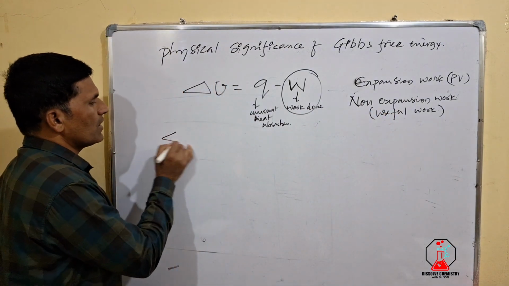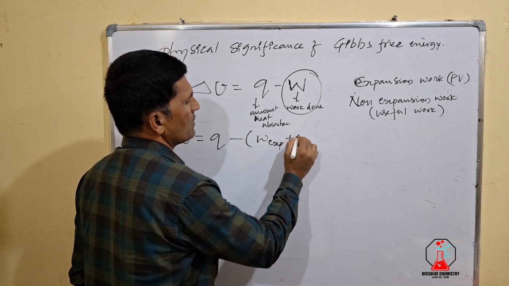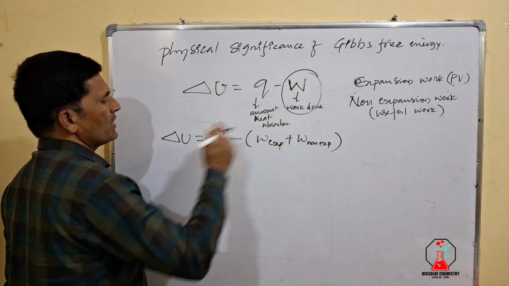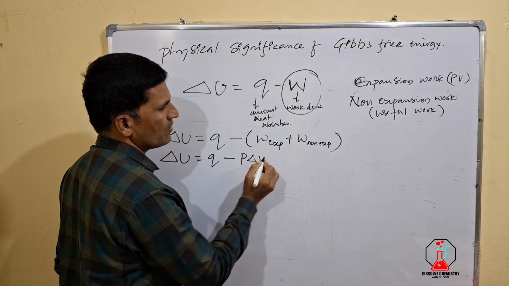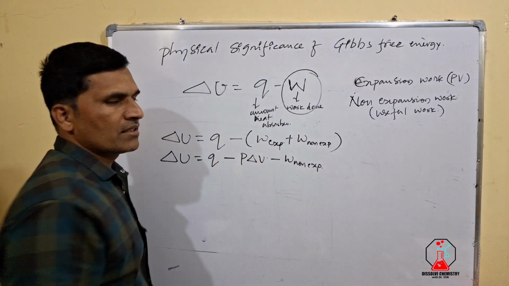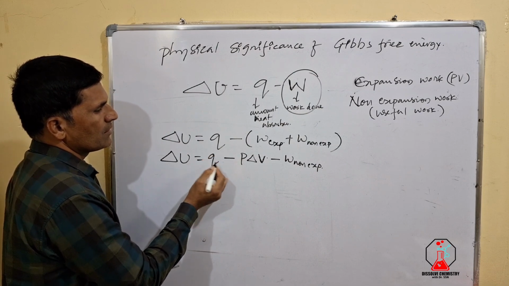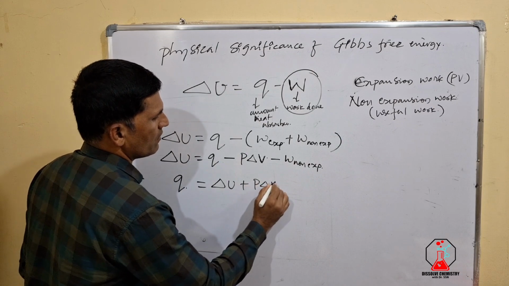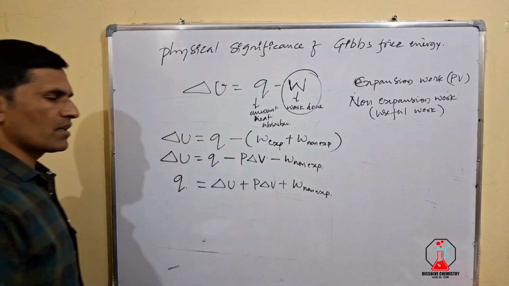So therefore delta U is equal to Q minus expansion work plus non-expansion work. We will include it like this. Now let us multiply this minus sign into that. Then you will have delta U is equal to Q minus P delta V, which is the expansion work, and minus W non-expansion. Expansion work we have defined as the product of pressure and change in volume. Taking all these terms onto this side, Q is equal to delta U plus P delta V plus W non-expansion, or you can call it useful work.